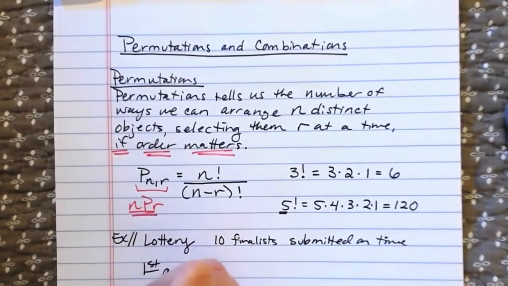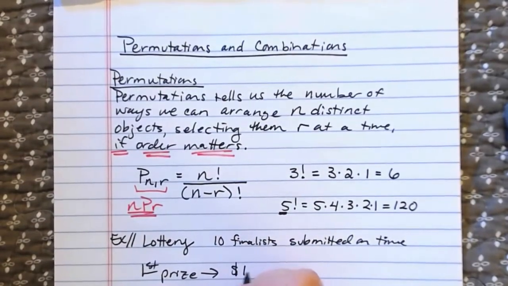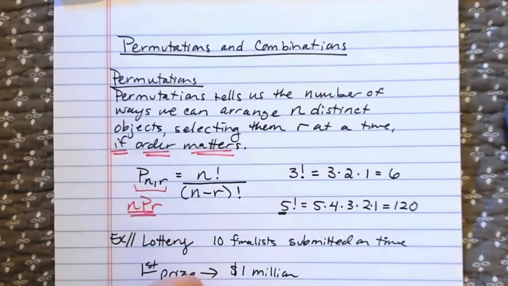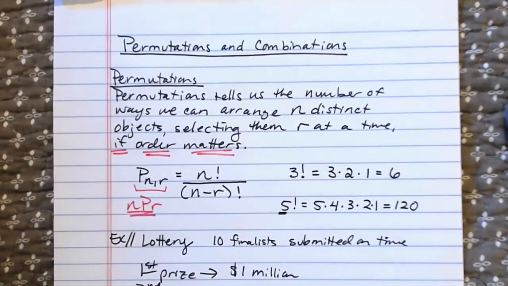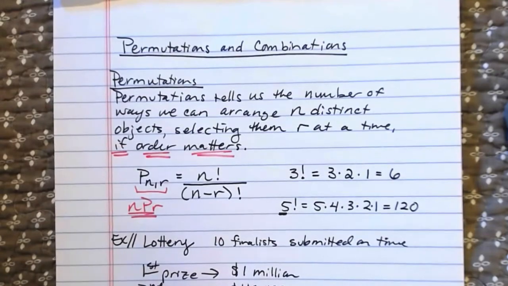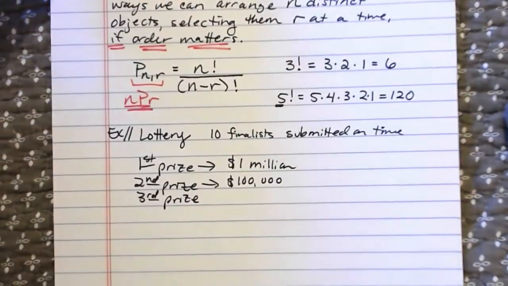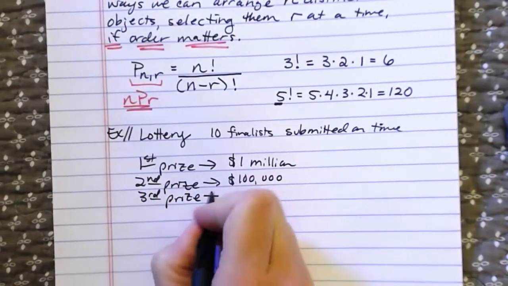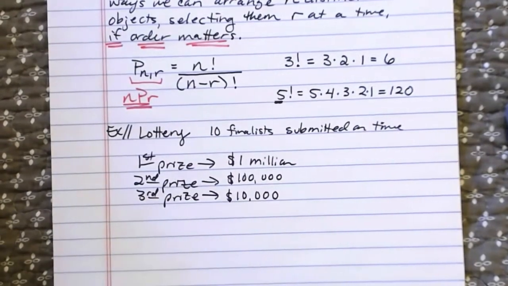The first prize gets $1 million. Second prize gets $100,000. And third prize, whoops, you totally can't see this. I'm writing off the edge of the paper here. There we go. Third prize gets $10,000. Okay. And what we might want to know is how many different ways can the winners be drawn?